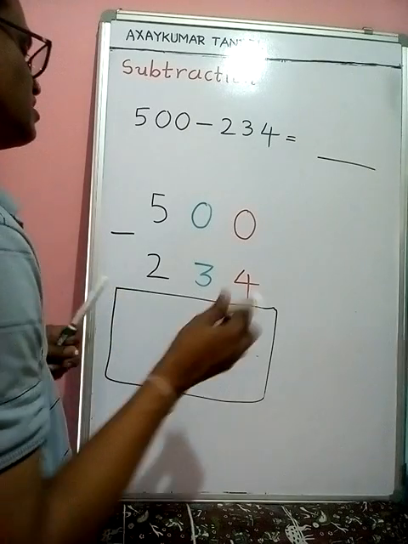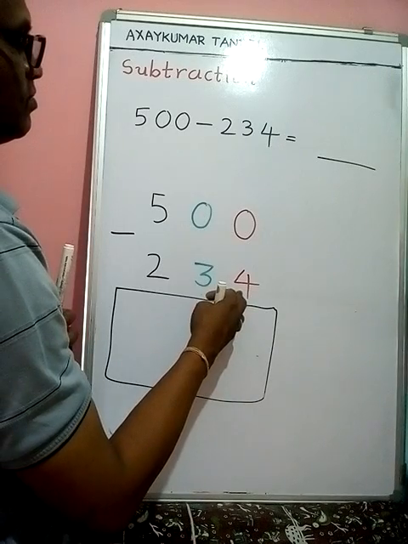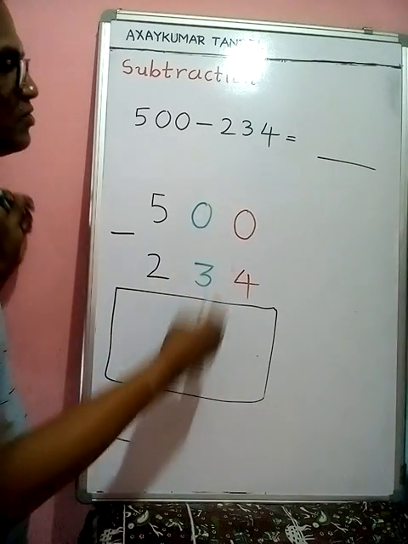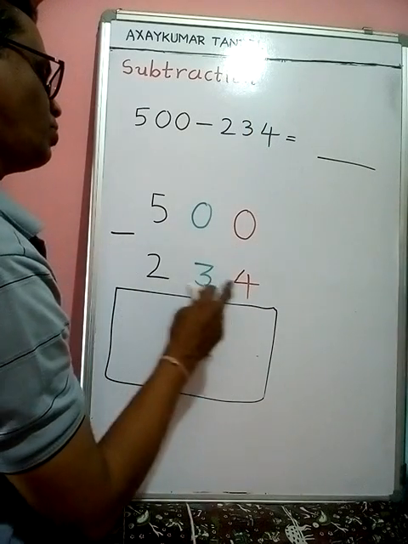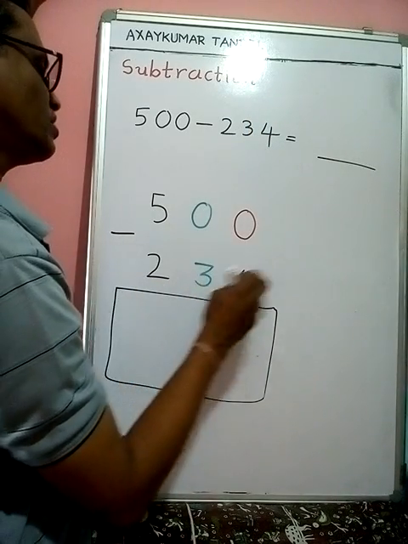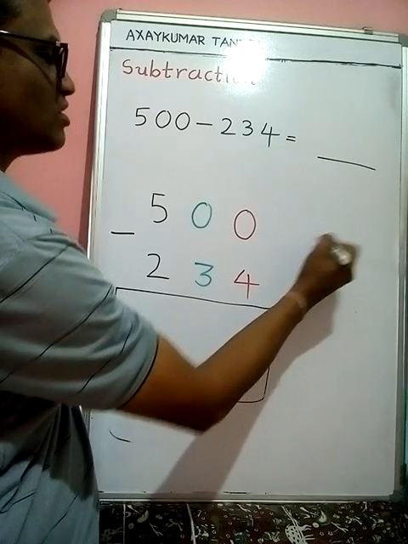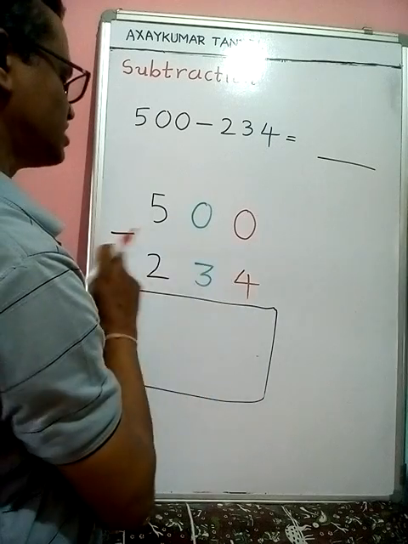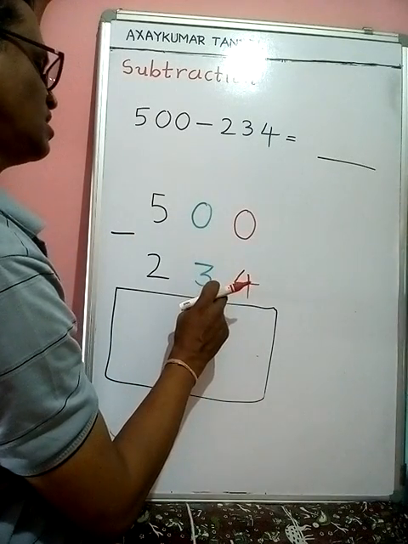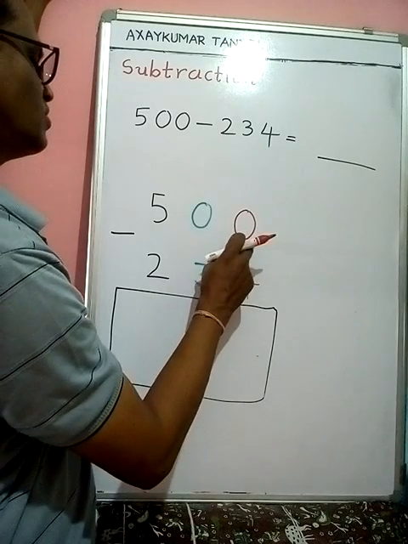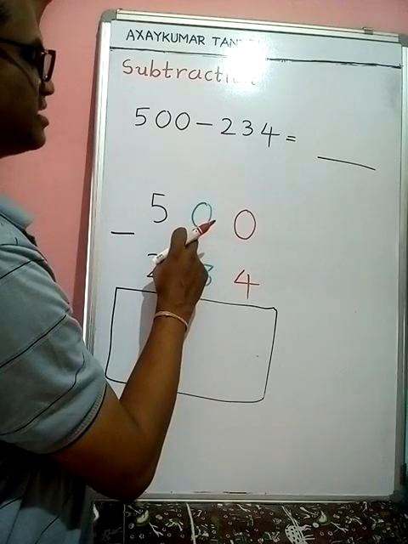Now we start subtraction. 4 from 0. We first do ones column subtraction. 0 minus 4. Here there are no lines. Remember, we cut 4 lines. We cannot cut any lines, because 4 is greater than 0. We cannot cut.